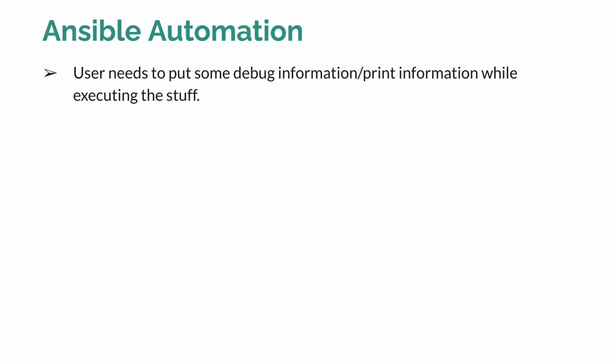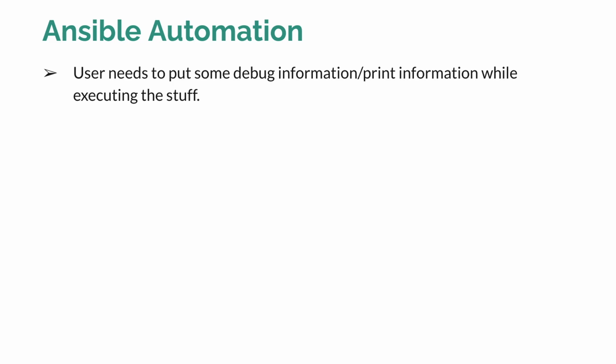Whenever you are executing a program, sometimes you need to put some kind of messaging or some kind of logging in between your functions so that you can analyze and you can make some kind of logs for your auditing. In the same way, if you need something similar with Ansible, that you need to put some kind of print statement, debug statement or logging statement within the Ansible playbook, then how can you do it?